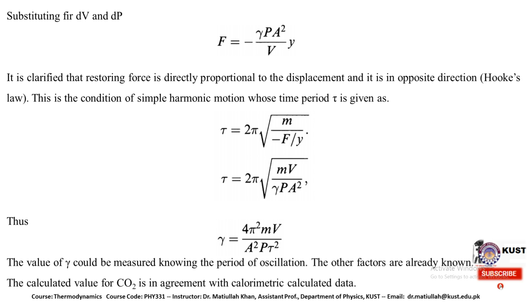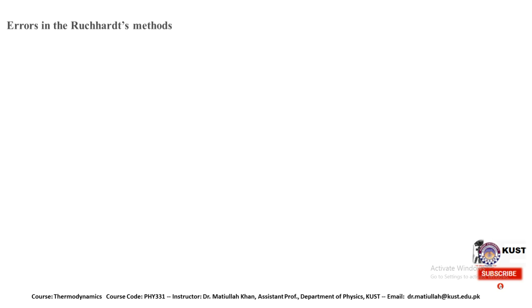So we can find out the value of gamma for this particular case. The calculated value of gamma for carbon dioxide is in agreement with calorimetrically calculated data. The other experiment to measure the value of gamma was performed by Clark and Kitts.